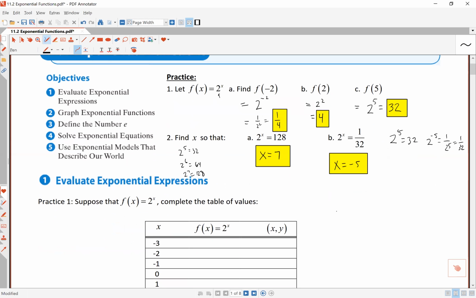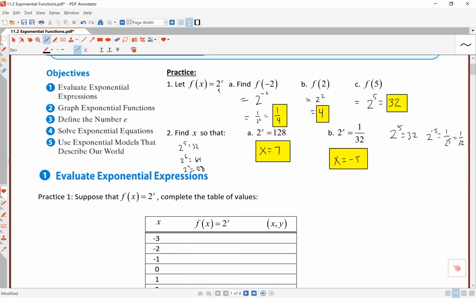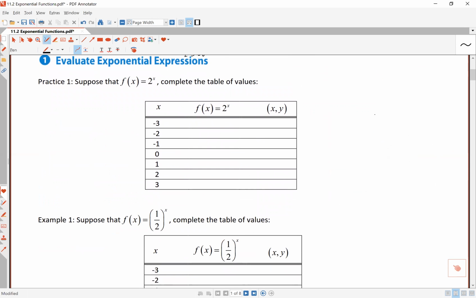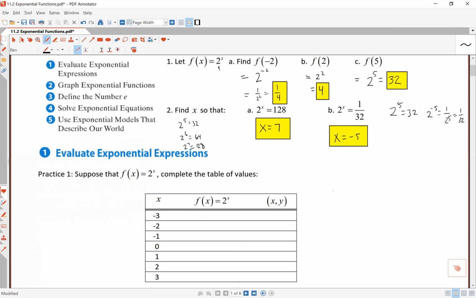So we want to get a handle on our exponential functions. One of our goals is to see what the graph looks like. In order to see the graph, we want to evaluate this exponential function at several different x values and plot those points. So we already saw from the practice problems that 2 raised to the negative 2 is 1/4, so we would have negative 2 comma 1/4. We saw that 2 to the second power was 4, giving us 2 comma 4.